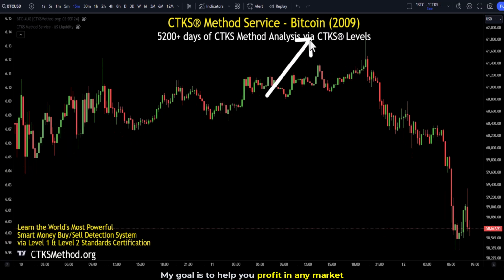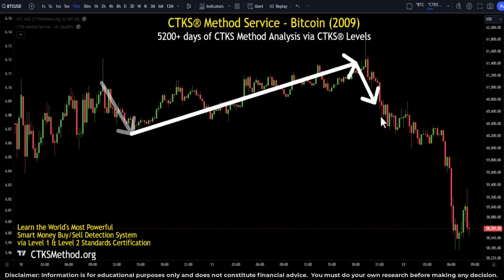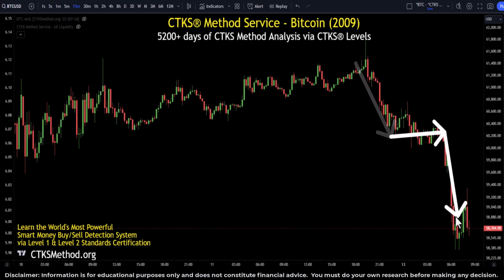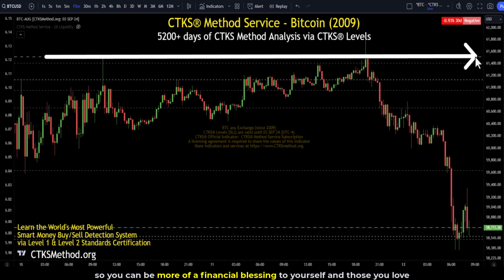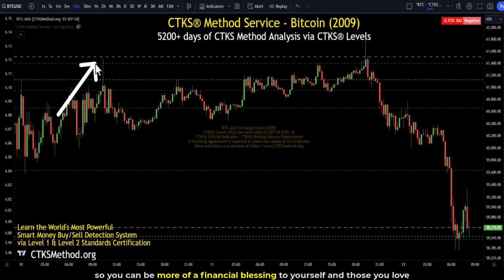You can see when we look at Bitcoin as compared to total, it's a very similar fashion of price action. But where are the structural levels? We need to pop on the indicator, and this indicator is available from CTKSMethod.org. You notice this overhead structural level at 61,500. Price came up here, tapped it, and was rejected. You can see a lot of structural resistance.